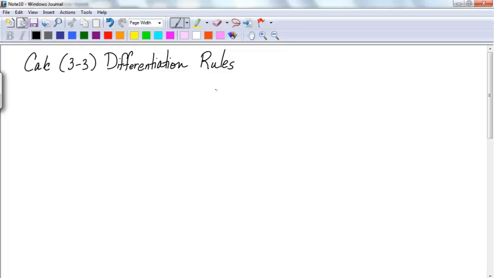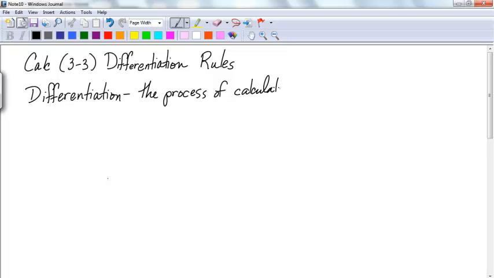Chapter 4, you're going to do applications of derivatives. And then Chapter 5, we're going to do integration. Integration is the inverse of differentiation. So every time you're finding the derivative, you're doing differentiation. Okay? And that's basically what they explain. The differentiation is the process of calculating the derivative.